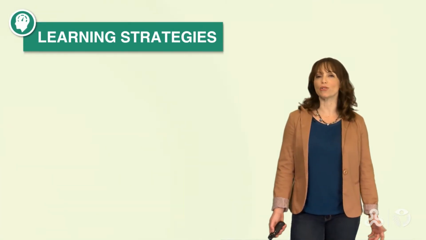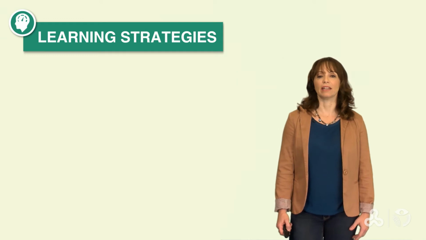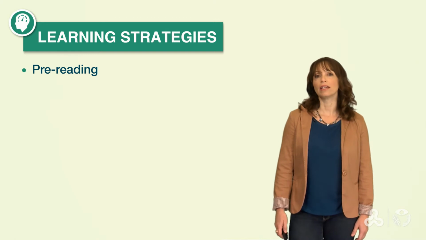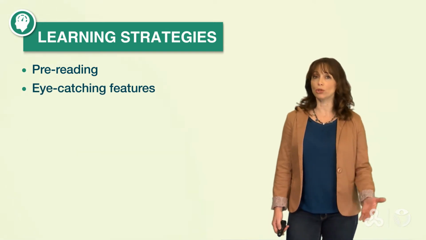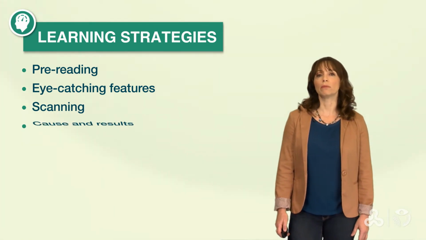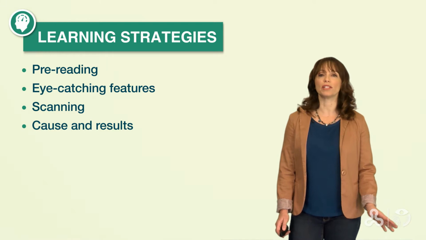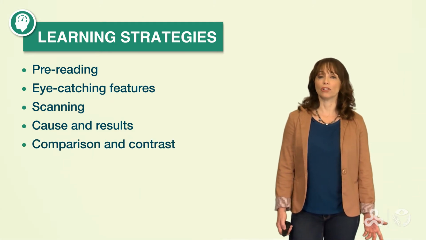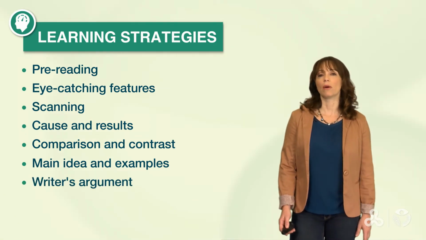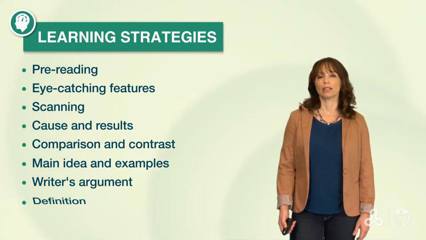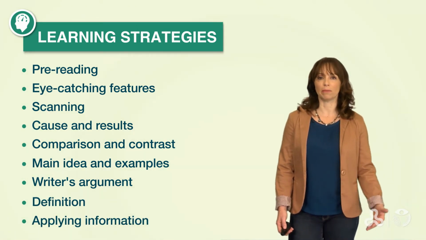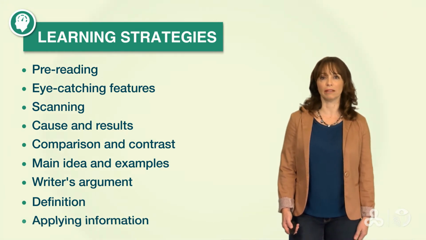These are the learning strategies that we're going to be focusing on today. We're going to be focusing on pre-reading, קריאה. We're going to be looking at the eye-catching features as we usually do in every text. We're going to be focusing on scanning the text, לסרוק. We're going to be focusing on the relationship between cause and result, comparison and contrast, the connection between the main idea and an example. We're going to be looking at the writer's argument, definition, and also we're going to apply information, כן, ליישם אינפורמציה מתוך הטקסט על מקרה אחר.